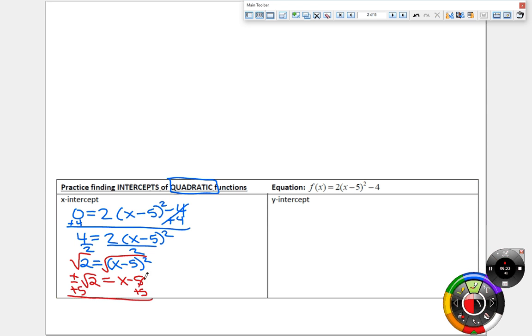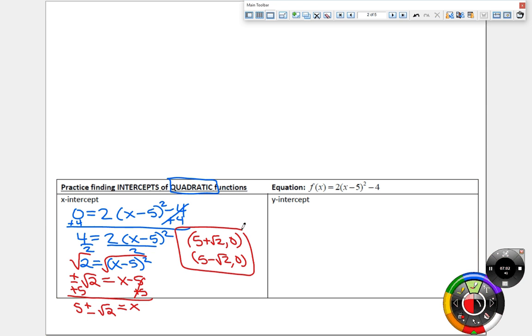Now, without a calculator, I don't expect you to calculate this as a decimal, but I expect you to be able to write it properly, which means I would say at this point that x is equal to 5, which is being both added and subtracted with rad 2. Like rad 2 has both a positive and a negative sign. That's 2 solutions. Okay? So there are 2 x-intercepts for this graph. It crosses at 5 plus rad 2, comma 0, and also 5 minus rad 2.